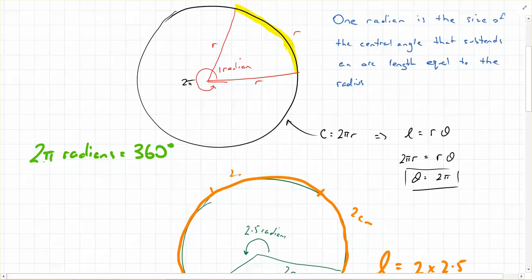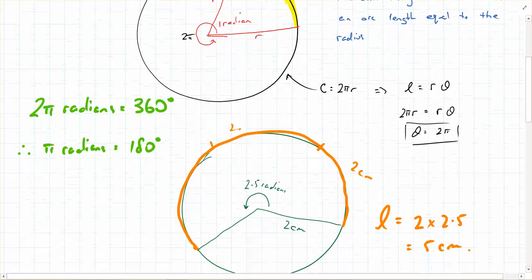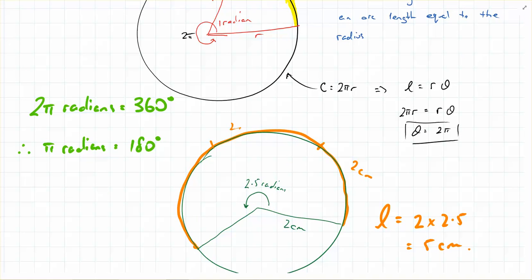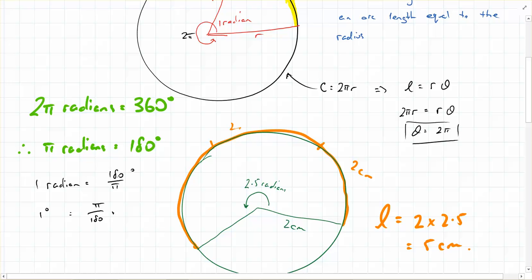So from that, obviously, pi radians is equal to 180 degrees, and we can work out from that what 1 radian is. 1 radian is 180 over pi degrees, and 1 degree is pi over 180 radians. So they're going to help with conversions, and we'll do an exercise on that.